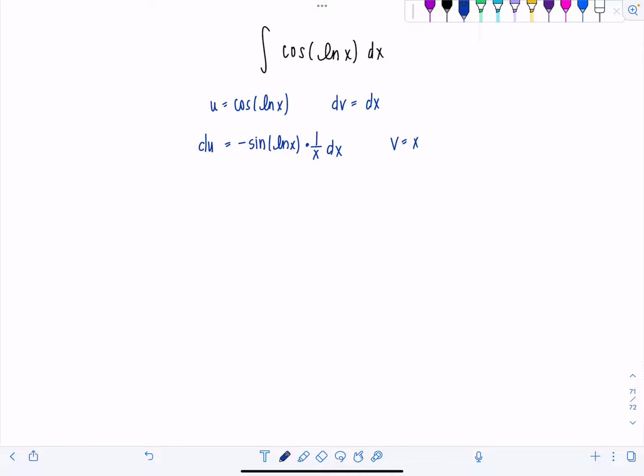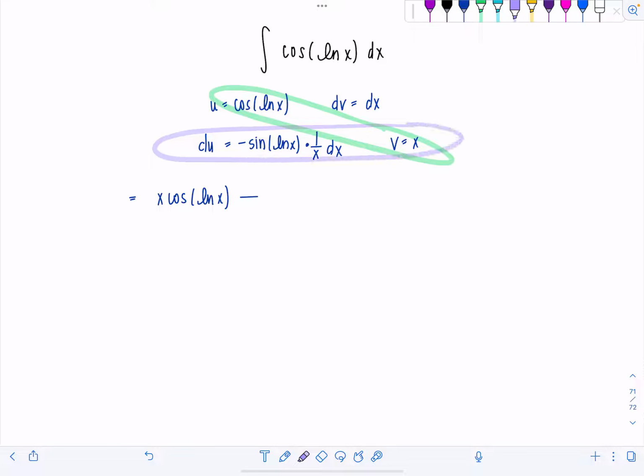All right, so here we go. So we've got uv, that's going to be this product right here. So x cosine ln of x minus v du, this product right here. Since there's another negative, that's going to turn that positive. And then I have sine of natural log of x over x times v is just x dx. So probably you already noticed, ooh, these x's cancel out very nicely.